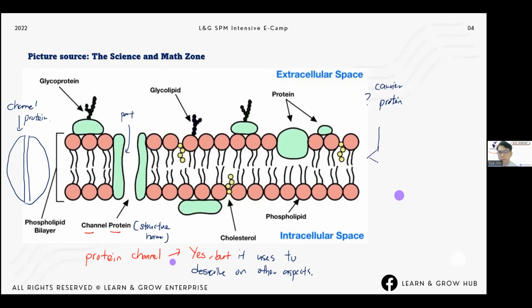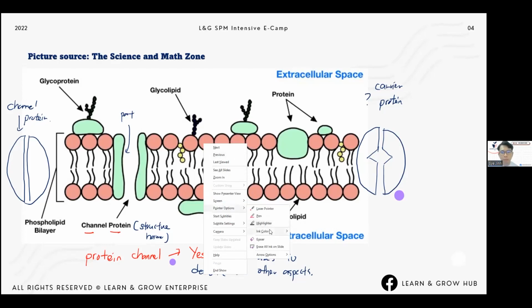In SPM, if your year is very lucky, they ask you to draw a carrier protein. Normally one of the carrier proteins you can draw is like this. Normally there is some shape in the middle of the protein. Why? Let's talk about things further, every part in the plasma membrane. For the first one I want to share here.